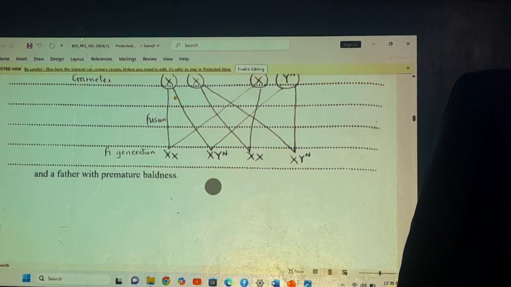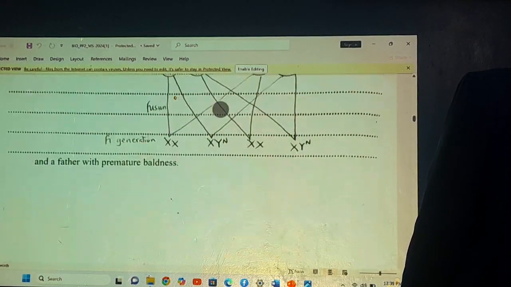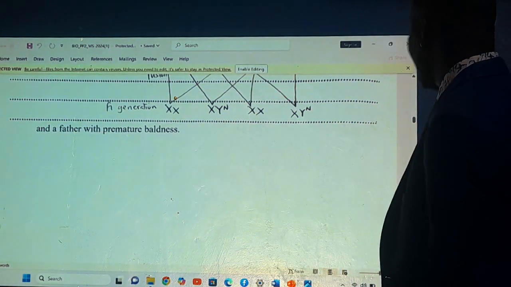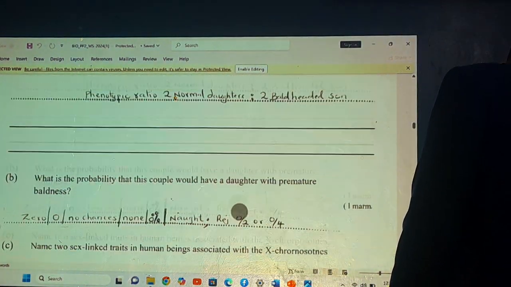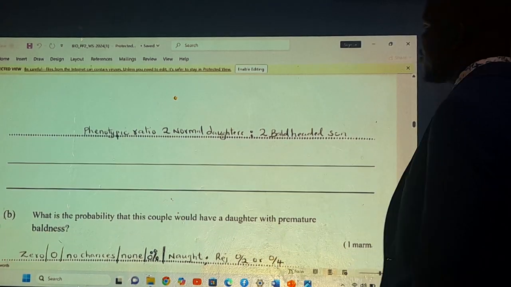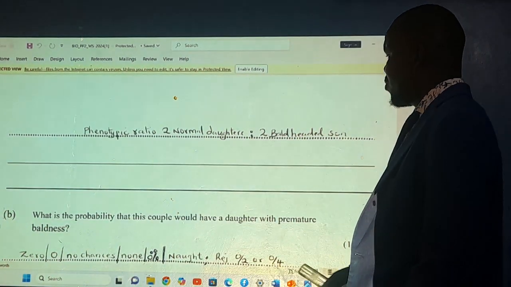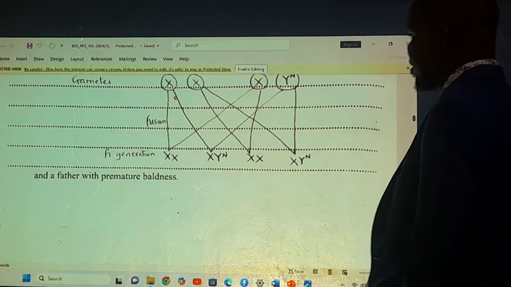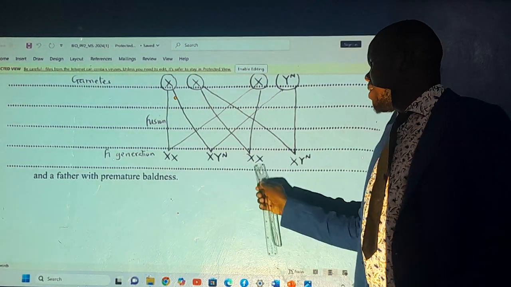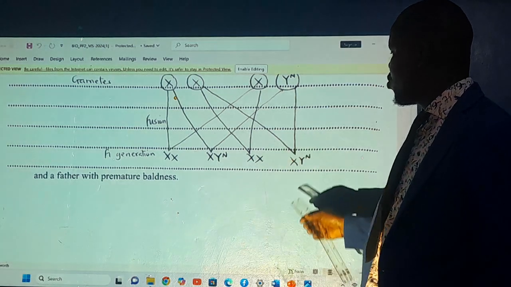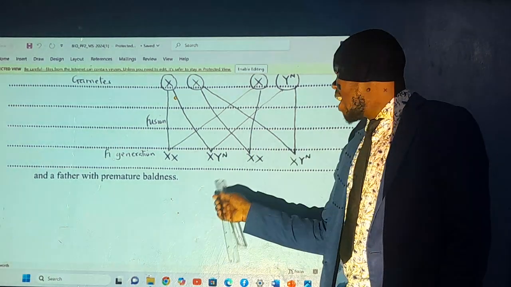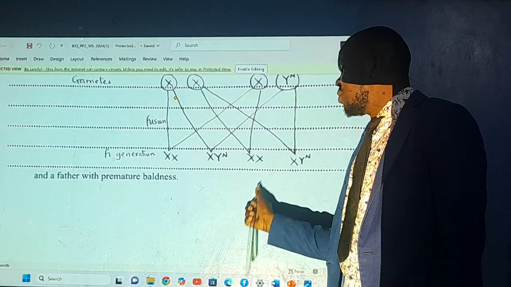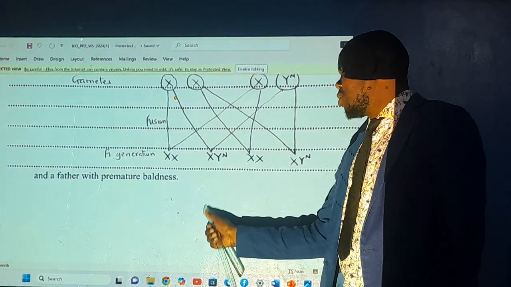From that point now, that was part of our question, sorry. The phenotypic ratio: you can check it. We have 2 normal daughters and 2 bald-headed sons. You can check these ladies, they're normal. The daughters are normal, and these 2 sons are premature bald. So it's 2:2, which simplifies to 1:1.